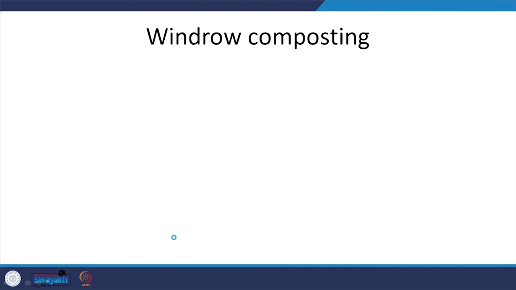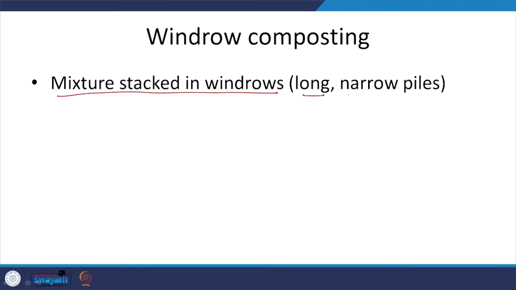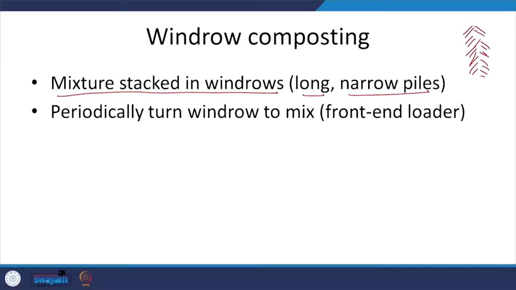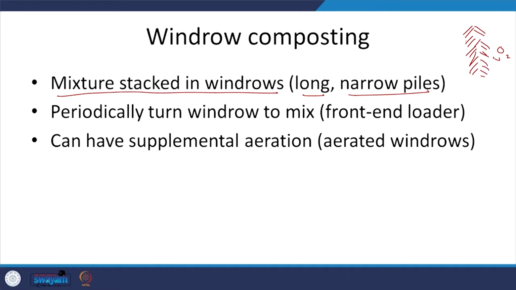So, another kind of composting, windrow composting, that is something you would have seen or come across at least in various forums. So, the mixture is stacked in windrows, meaning long narrow piles, right. Again, key aspects with composting we discussed earlier: carbon to nitrogen, temperature, moisture content and relevant aeration, and the mesophilic, thermophilic phase and again mesophilic phase. And you have to turn the windrow, why? To provide oxygen, right. This is typically done with a front end loader, and can have supplemental aeration if this turning itself is not good enough, and then you will have aerated windrows.